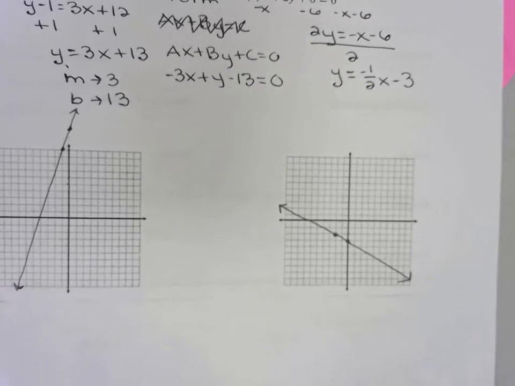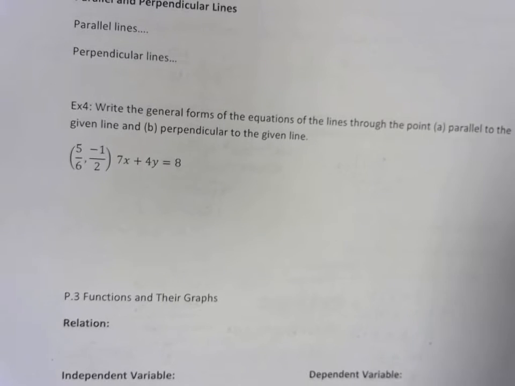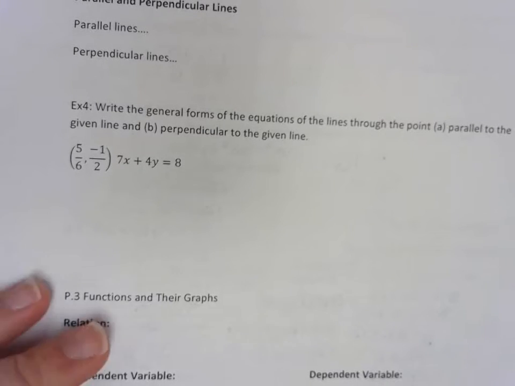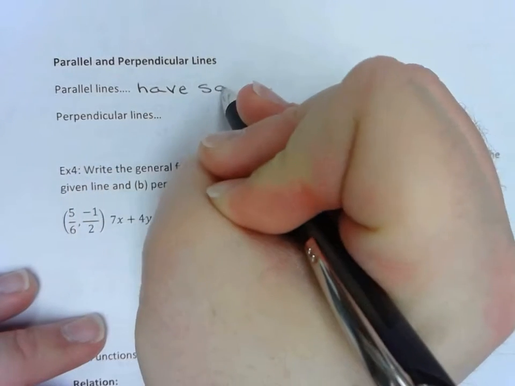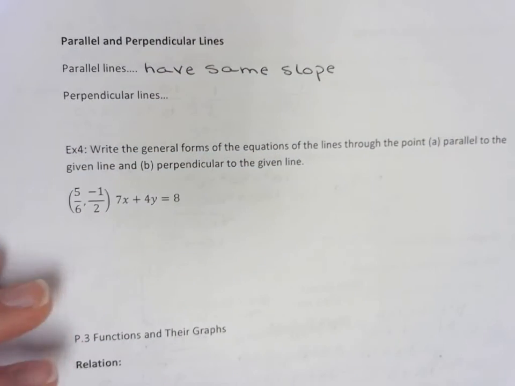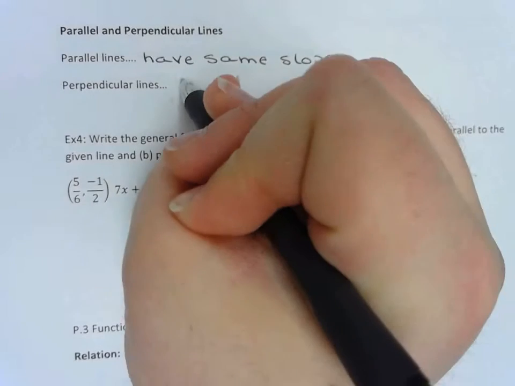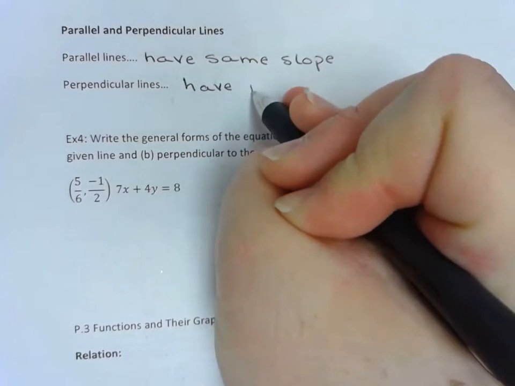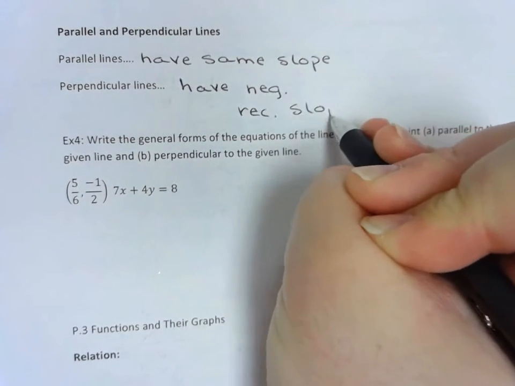Okay. The last thing we're going to do for P2 is parallel and perpendicular lines, which you should also be somewhat familiar with. Parallel lines have what kind of slope? Yep, same slope. So parallel lines have the same slope. And perpendicular lines have negative reciprocal slope. So a refresher from algebra.